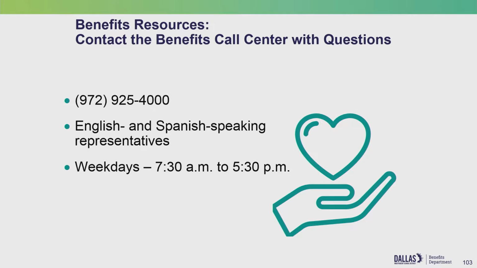Once you're inside the portal, you can look at all the plan options as well as your personal demographic information. If you need assistance when you're going through this process, we encourage you to please contact our benefits call center at 972-925-4000. We have representatives who will speak with you in both English and Spanish, Monday through Friday, 7 days a week, from 7:30 to 5:30.